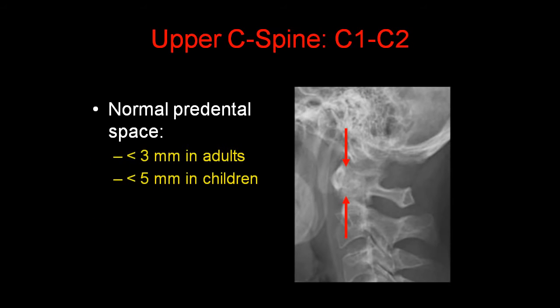In terms of the upper cervical spine, it's very important to look at the C1-C2 relationship. The normal predental space is the space between the anterior arch of C1 and the anterior aspect of the dens. This is shown as the yellow bar. This space is less than 3 millimeters in adults and less than 5 millimeters in children.